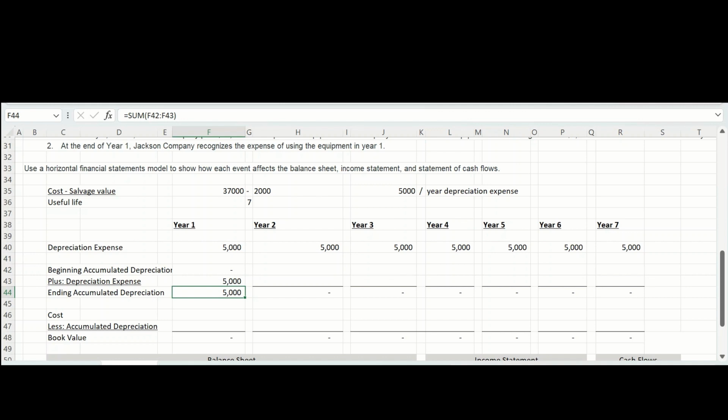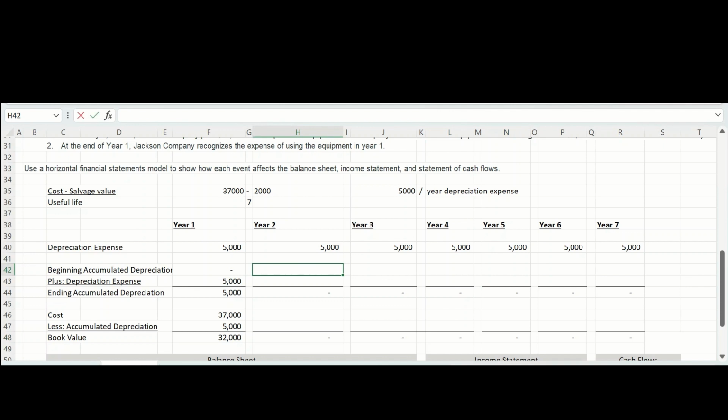Now moving on to how the accumulated depreciation affects the book value of the asset. Well, we know that the cost is $37,000. That's the amount that the company paid. And then we need to remove from the cost any accumulated depreciation to get to the book value. So at the end of year 1, we have $5,000 of accumulated depreciation. So therefore, at the end of year 1, the book value of this equipment was $32,000.